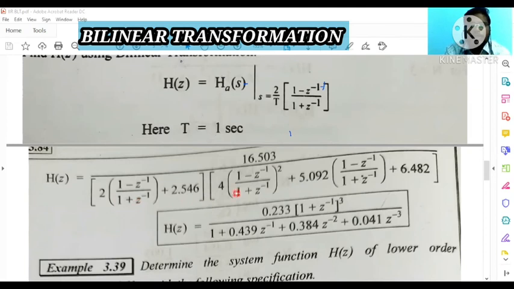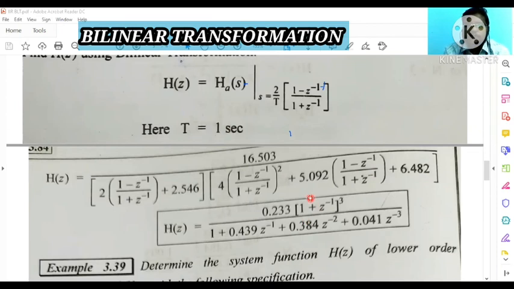First product term is over. Next, when it comes to the second product term, instead of S you substitute here 2 into 1 minus z inverse divided by 1 plus z inverse whole square. So these two become whole square, no? So I consider 4. So here 5.09 into 1 minus z inverse divided by 1 plus z inverse plus 6.482. So when you simplify this result, you can get this answer.